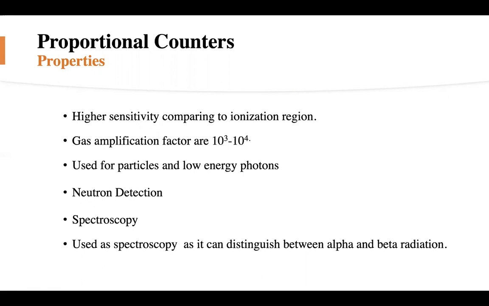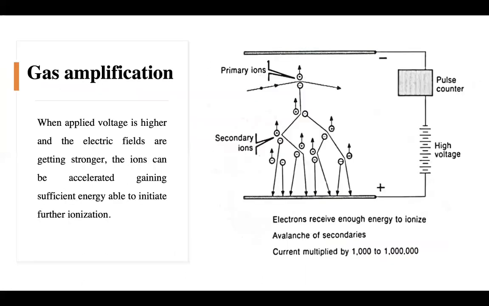But if we use low energy radiation with the ionization chamber, it will not be easy to detect. So we use the ionization chamber for high energy radiation or photons, and the proportional counter, thanks to the gas amplification, we can use it to sense the low energy, so it's more sensitive. It can be used for neutron detection and spectroscopy, as it can distinguish between alpha and beta.